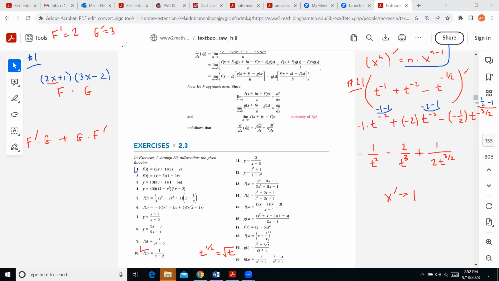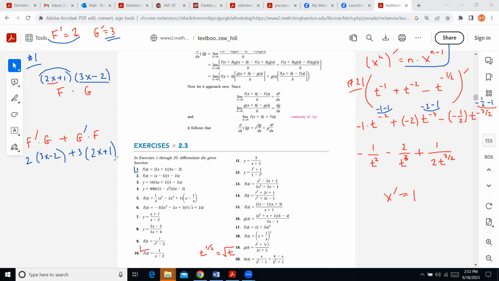And then when I substitute these into the formula below, so instead of f prime, I put 2, and that's g prime times f. I should be careful. F prime g plus g prime f, that's the formula. So 2 multiplied by g, which is this 3x minus 2 in the parentheses, plus now g prime, so it's 3 multiplied by f, and f is our first parentheses, which is 2x plus 1.